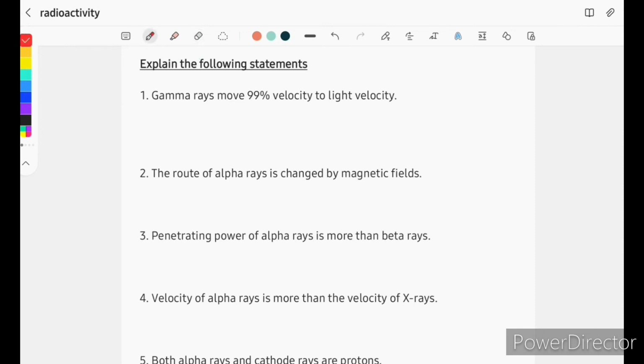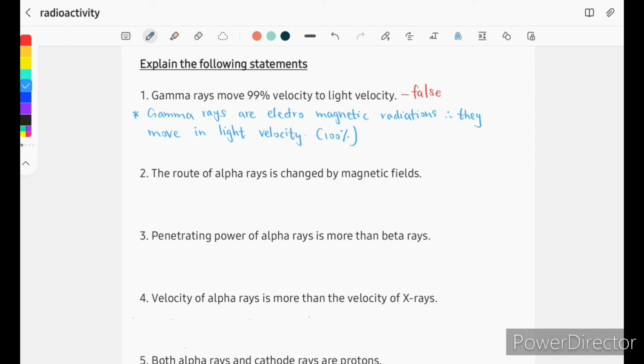Explain the following statements. Statement 1. Gamma rays move at 99% of light velocity. This statement is false. Gamma rays are electromagnetic radiations. Therefore, they move at light velocity, which is 100% of light velocity. Second statement, the route of alpha rays is changed by magnetic fields. True.